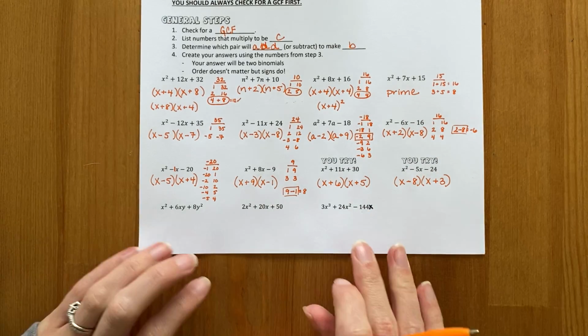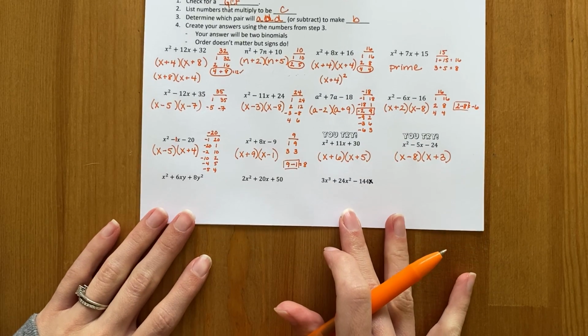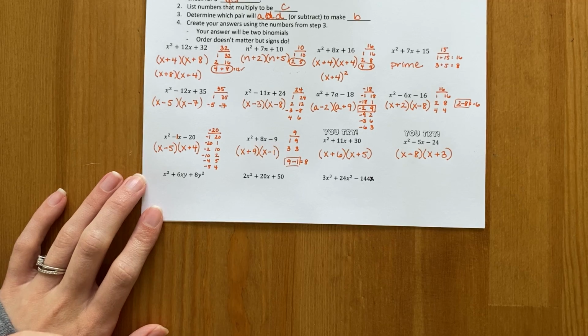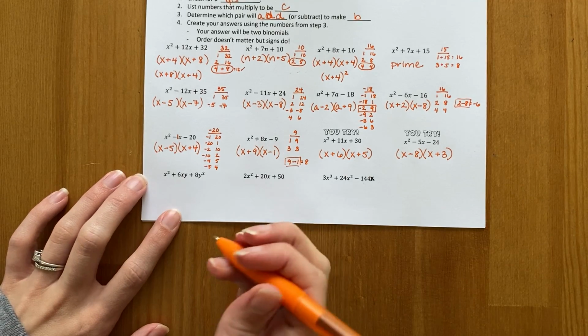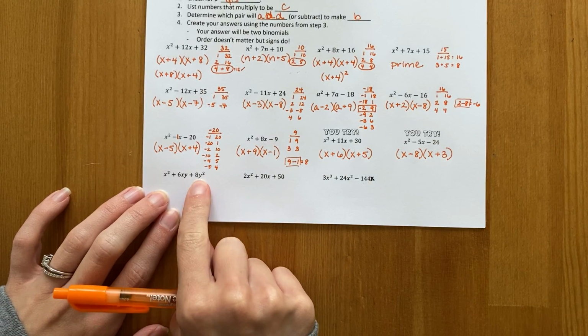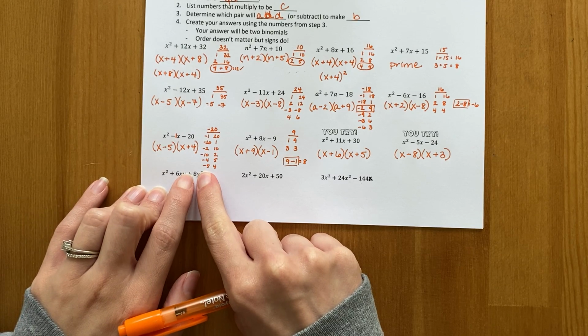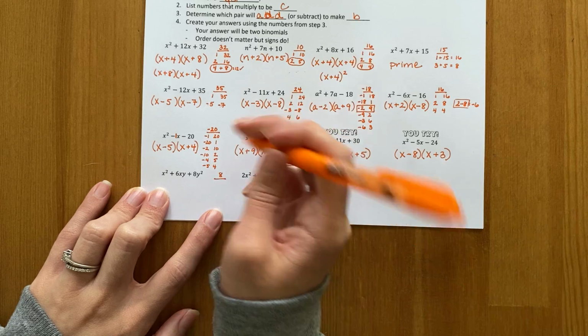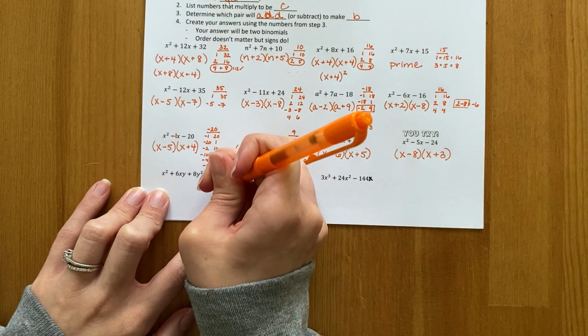Okay, here are ways that they could make this a little bit more complicated for you. They can throw in extra variables. Doesn't happen often, but can. So just take a look. What we want to do is ignore the fact that the y is there. So I'm really just going to treat this like x squared plus 6x plus 8. And I'm still going to make a list for positive 8 here. So 1 and 8 and 2 and 4.